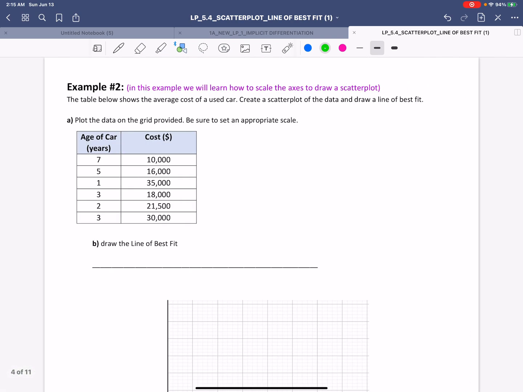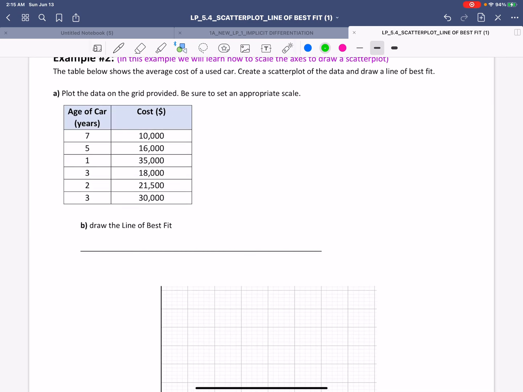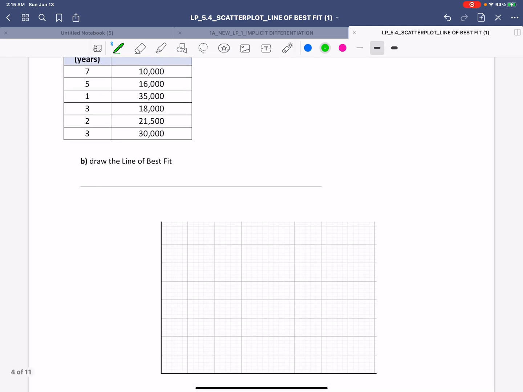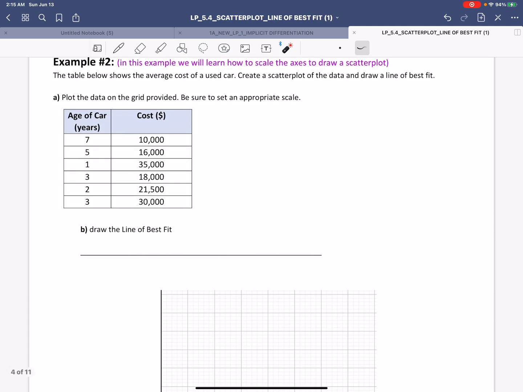Now moving on to the next example. In this example, we'll learn how to scale the axis and draw a scatter plot. So this time, the data is given in a table of values, and we have to draw the line of best fit. But first, let's plot the data. Now, it is very important when we're plotting the data to choose an appropriate scale, because a good scale makes plotting data a lot easier.